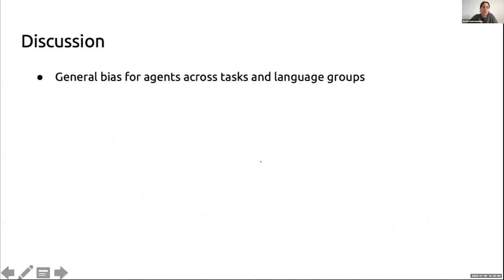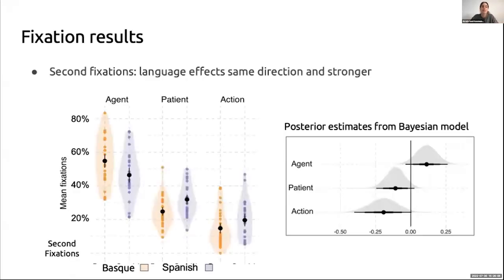So I was telling you that what we found in these two brief exposure experiments with Basque and Spanish was that first of all, there was a general bias to look to agents, and this was true for both tasks and for both language groups. And actually, the results I have shown before here in these slides are for both tasks, so for both Basque and Spanish, for the event description and the proof recognition task. So we found these language effects in both tasks.